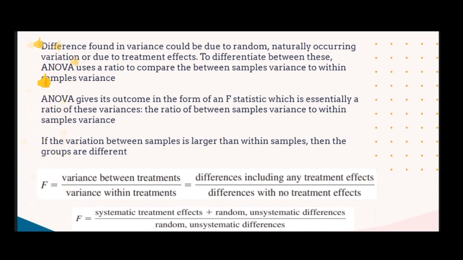Okay. Now, if the variation between the samples or between the treatments is larger than the variation within the treatments, then the groups are different. And we want that the variance between groups is larger, because as I said, this is what helps us be very sure that there is some sort of difference in these groups that is caused by something apart from random, unsystematic, or chance error.